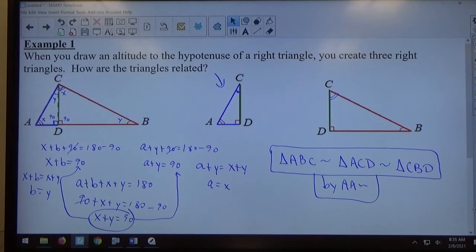So, if you're dealing with a right triangle in particular, the main triangle has to be a right triangle, and you draw an altitude from the right angle to the hypotenuse. That's the requirement. Altitude to hypotenuse, right, altitude is going to create 3 separate right triangles that are all similar to one another.